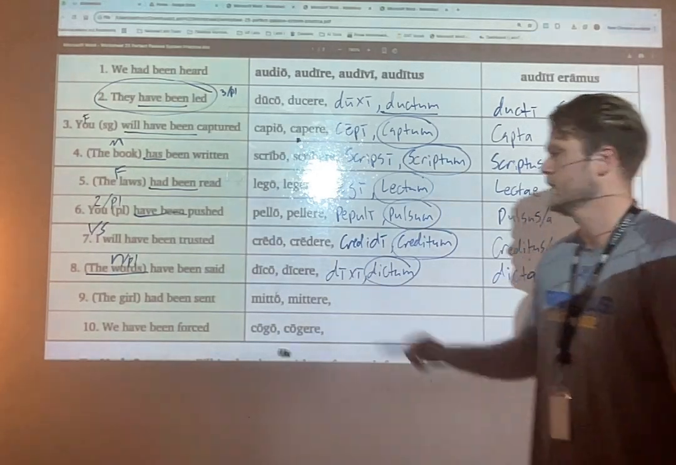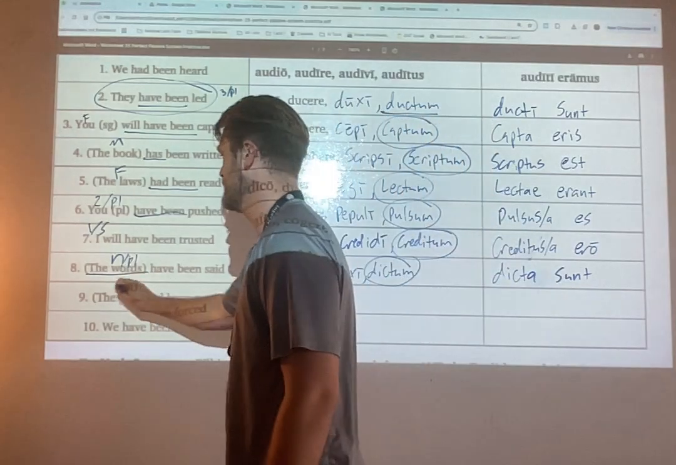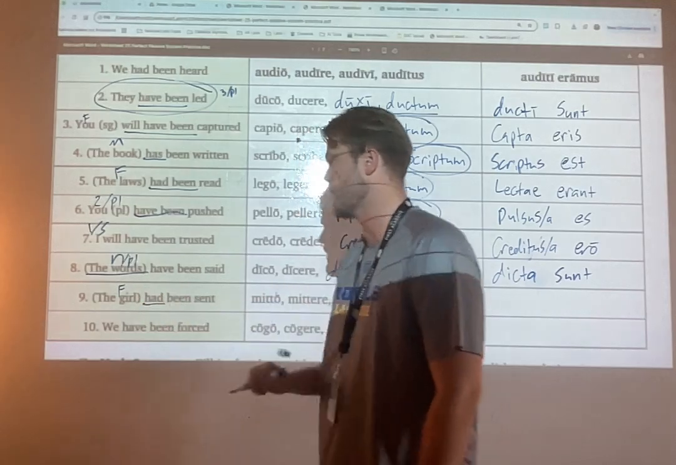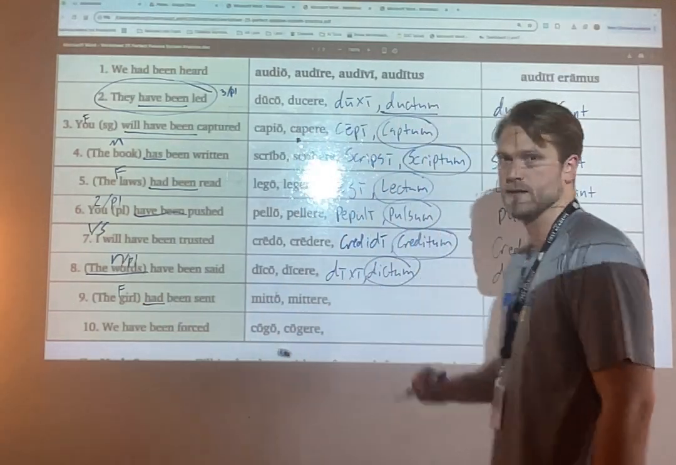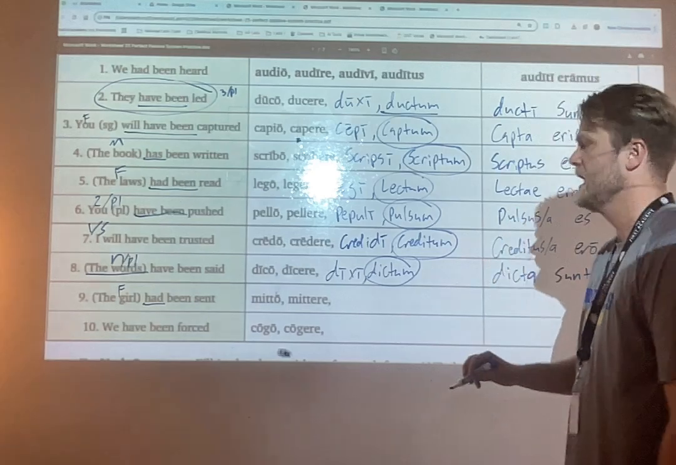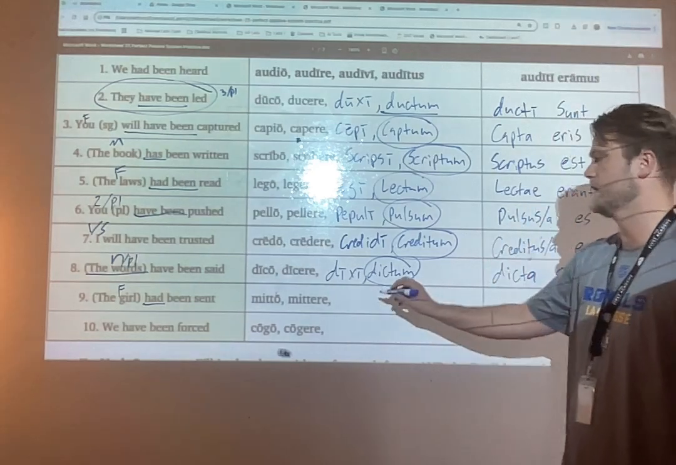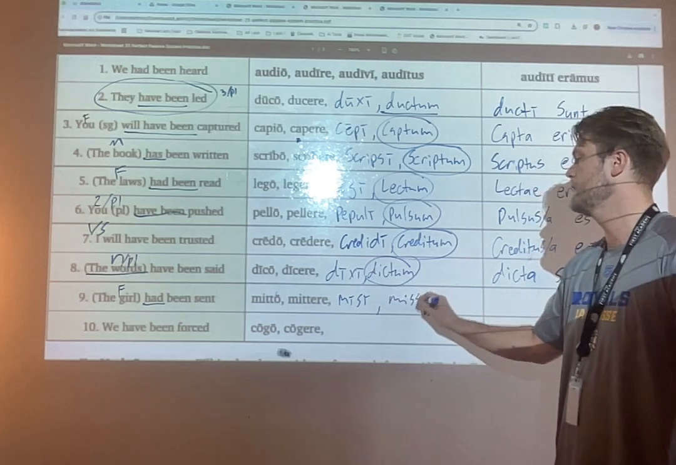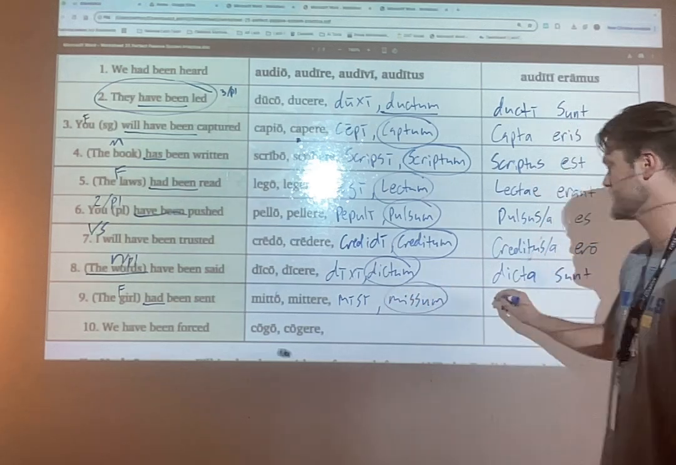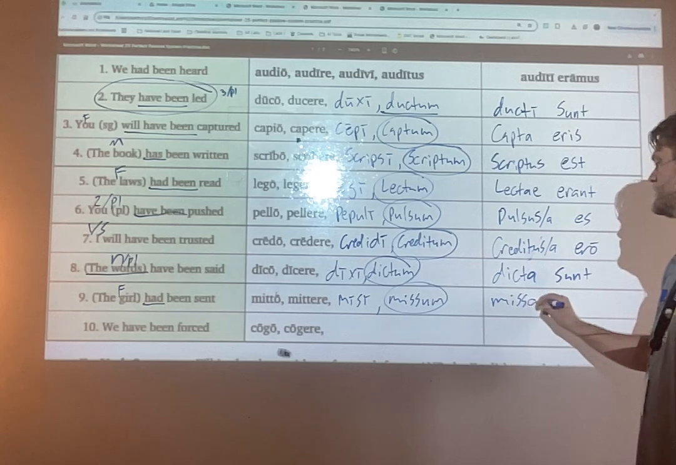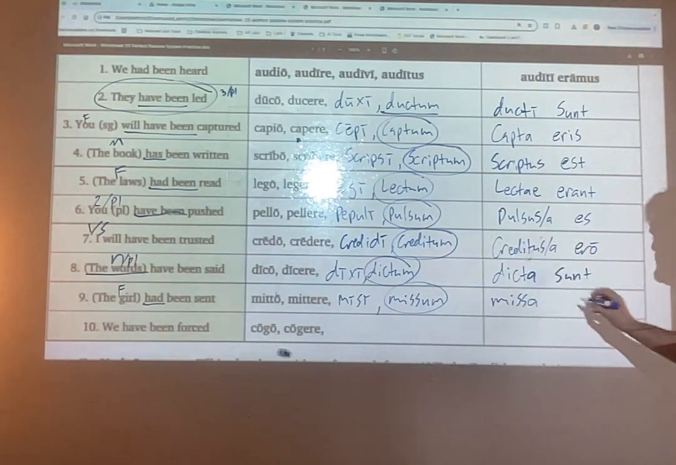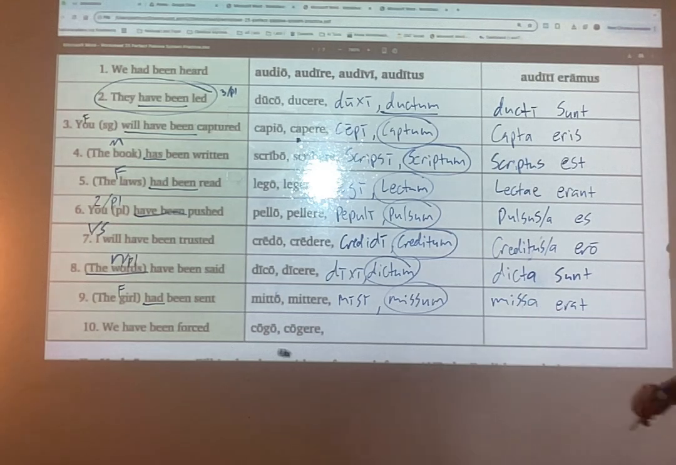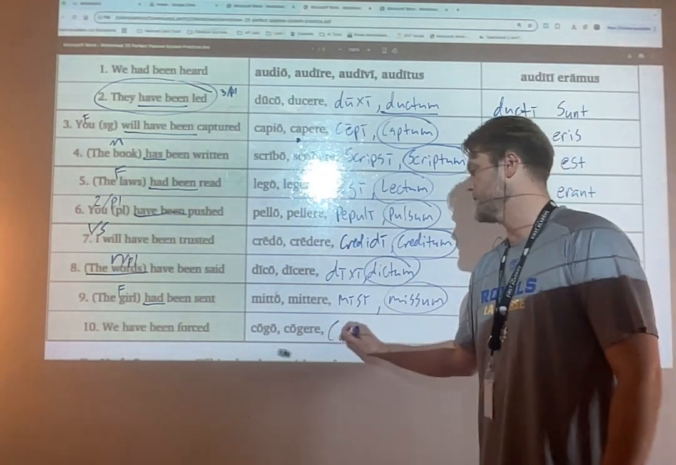The girl is feminine, obviously singular, so that's going to be she, third person singular. But once again, we've got that "had been sent." So the girl had been sent. That will be mitto, mittere, misi, missum. We have to change that fourth principal part to be feminine with the subject noun, so it'll be missa. That's pluperfect, so we need the imperfect of sum, erat.